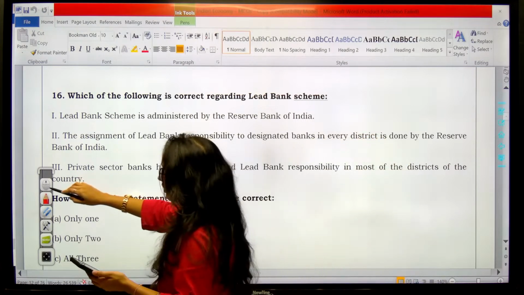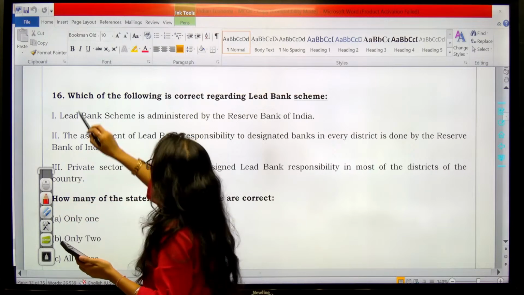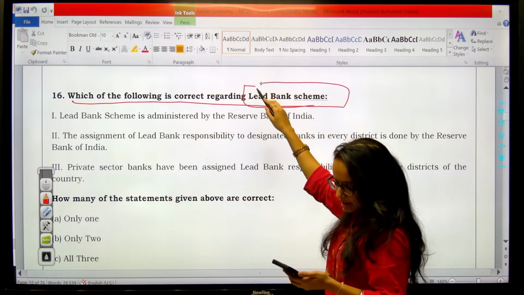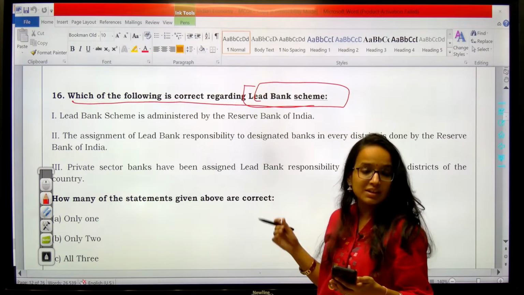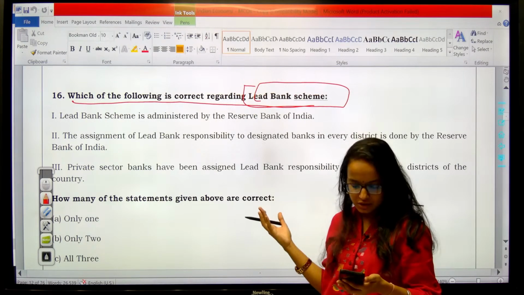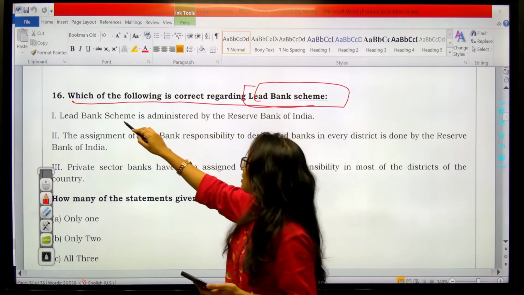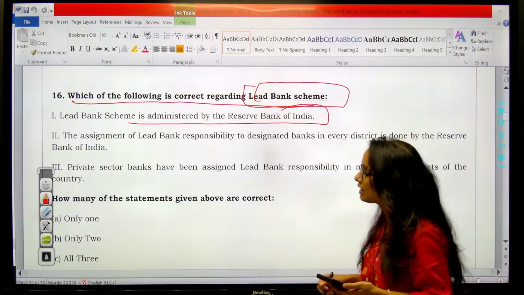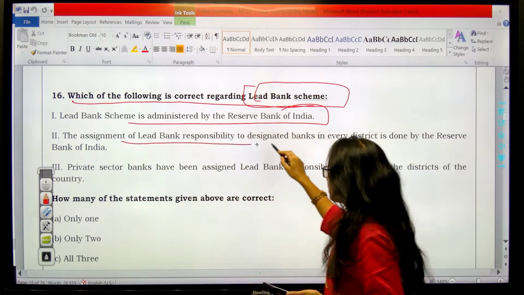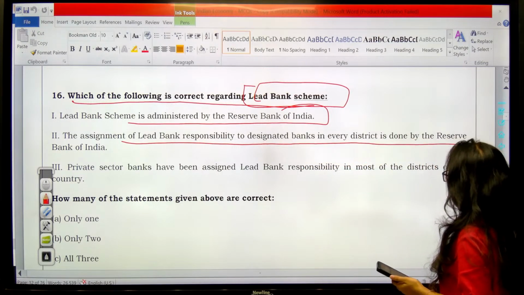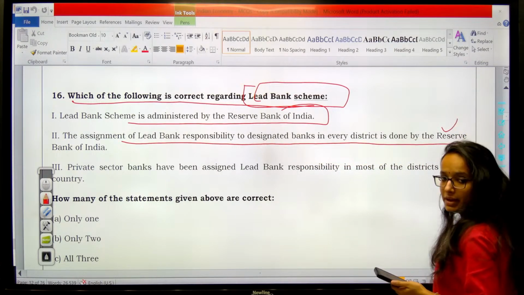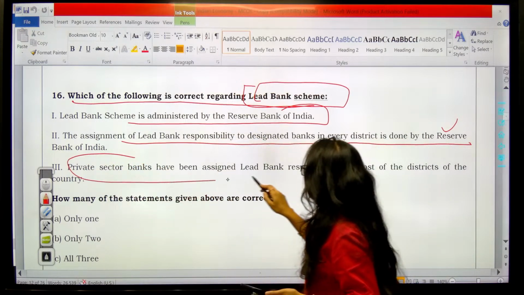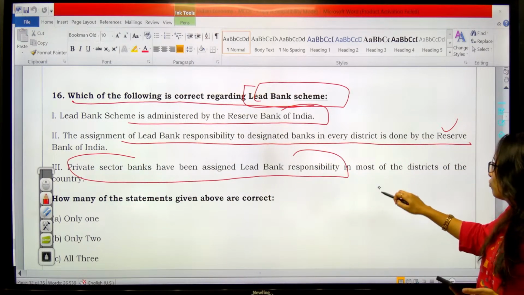Okay. So now next question. Which of the following is correct regarding lead bank scheme? Lead bank scheme. This is another very important scheme which is there in the news every time, right? So lead bank scheme is administered by Reserve Bank of India. This is the first statement. Second, assignment of lead bank responsibility to designated banks in every district is done by RBI. Then private sector banks have been assigned lead bank responsibility in most of the districts.